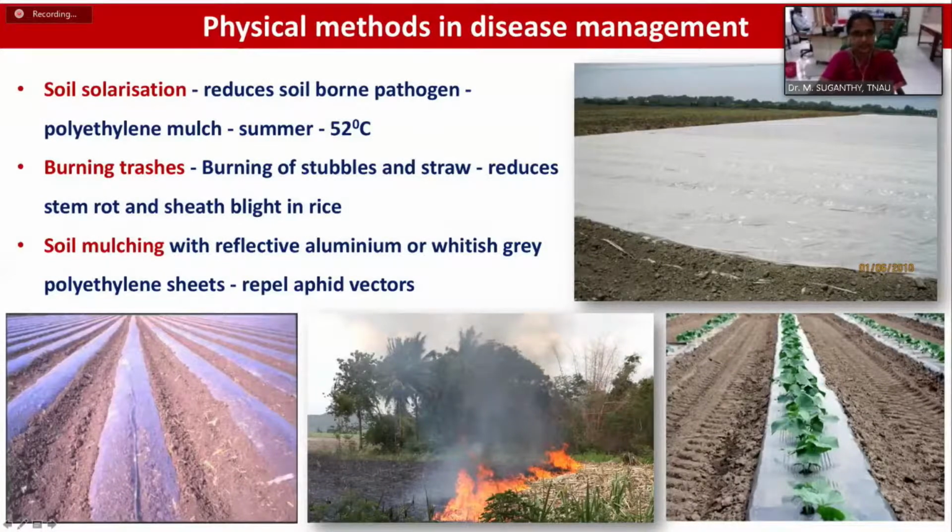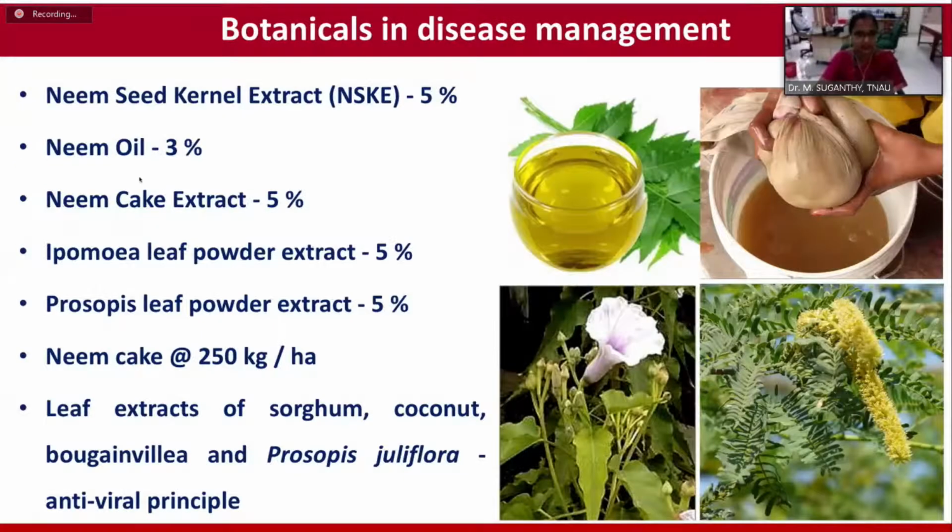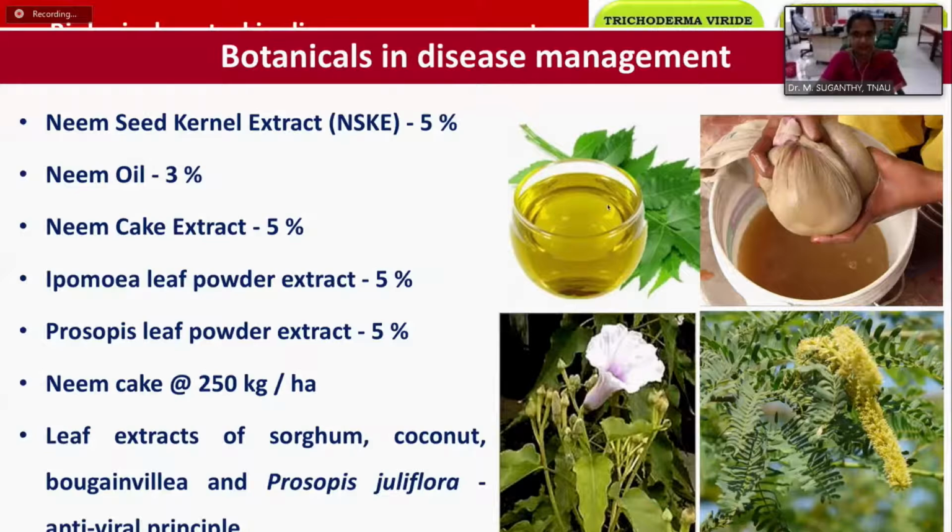The last one is the nematode, where we have 90% of the nematodes in the soil. And as discussed by our previous speaker, these nematodes cause damage both to the root system as well as the above ground parts, by such type of yellowing in the field, and you can find such type of knots in the roots also.